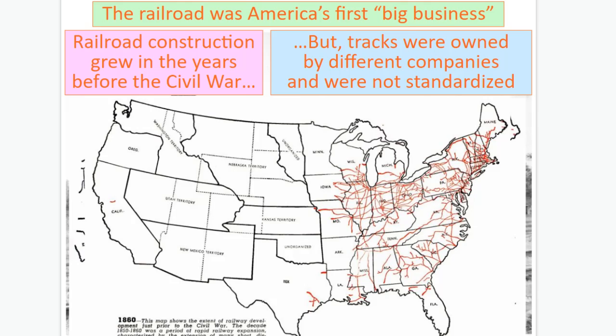If you look at it from the perspective of the railroad, it was going to be America's first big business, and when I say big business, I'm saying they're huge. Railroad construction grew in the years before the Civil War, but the tracks were owned by different companies, and they were not standardized. So that's the problem we had. We had to come up with a solution for how we were going to create a standardized system to spread from both sides of the country.